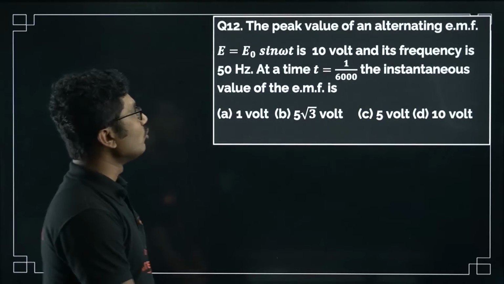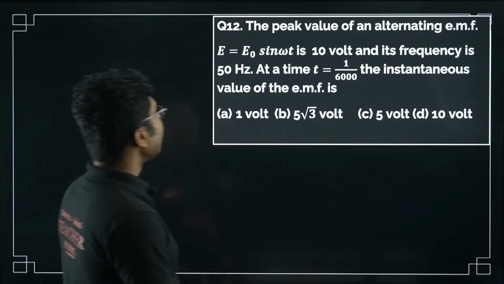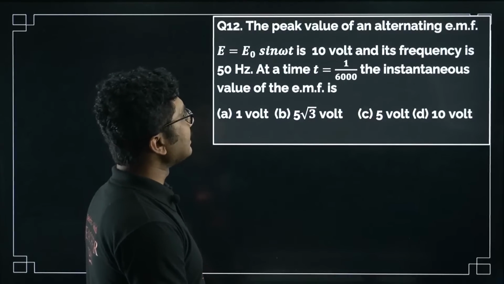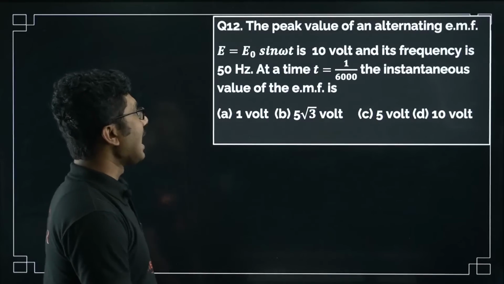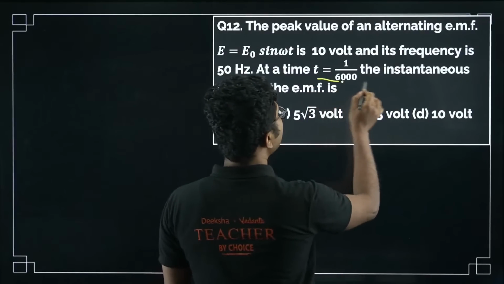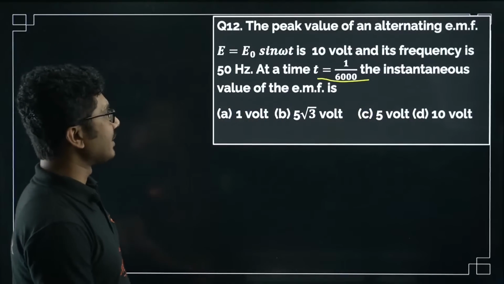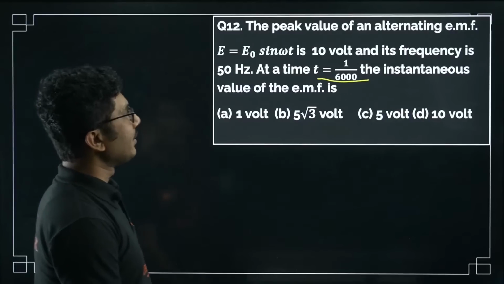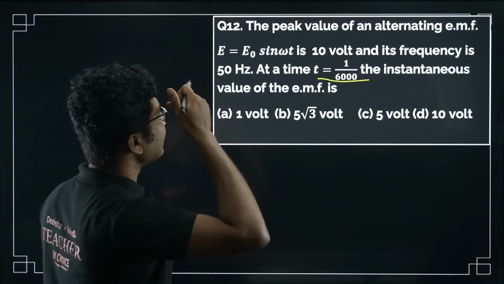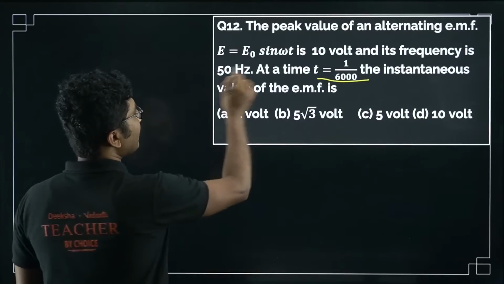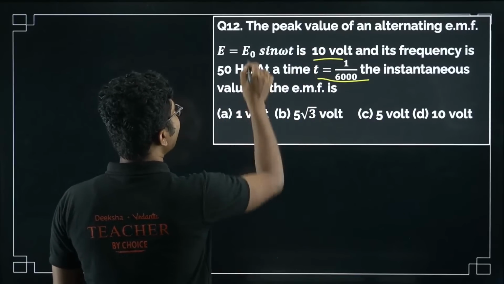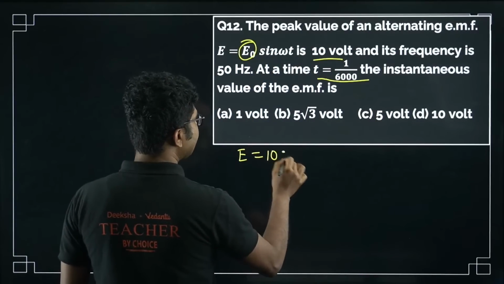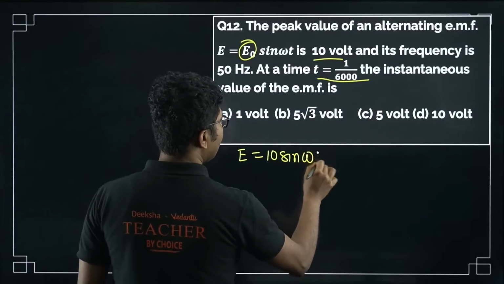The peak value of an alternating EMF E equal to E naught sine omega t is 10 volt and its frequency is 50 Hz. At time t equals 1 by 60,000 second, the instantaneous value of the EMF is? So you have to find the instantaneous value of the EMF if the peak value is 10 volt. Peak value 10 volt means E naught is 10 volt. So E equals 10 sine omega t.